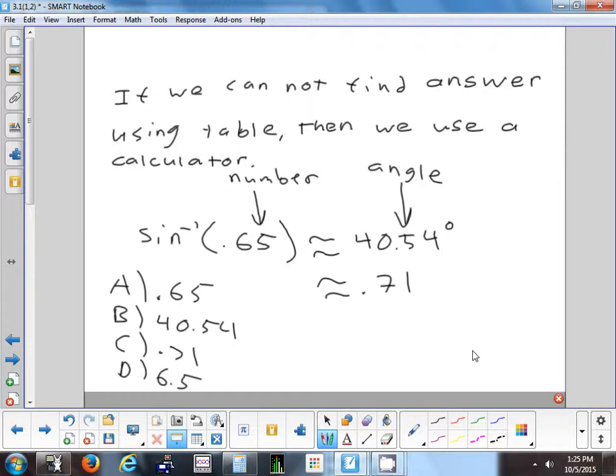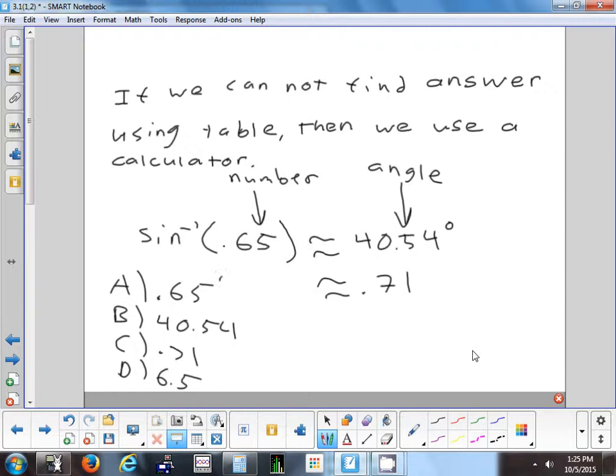A, B, C, or D. Which one is correct there? Just take a second to look at it. Tyler? C. Yeah. What other answer do you think some people might have been thinking in their head? B. Why is B wrong? Because it doesn't have the degrees. It doesn't have the degree sign. The answer was 40.54 degrees, not radians.